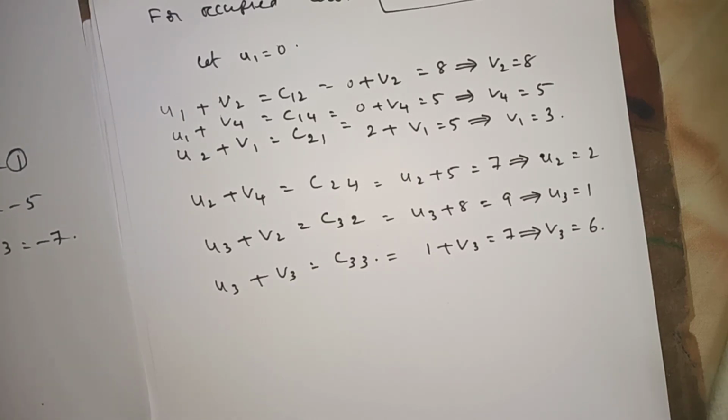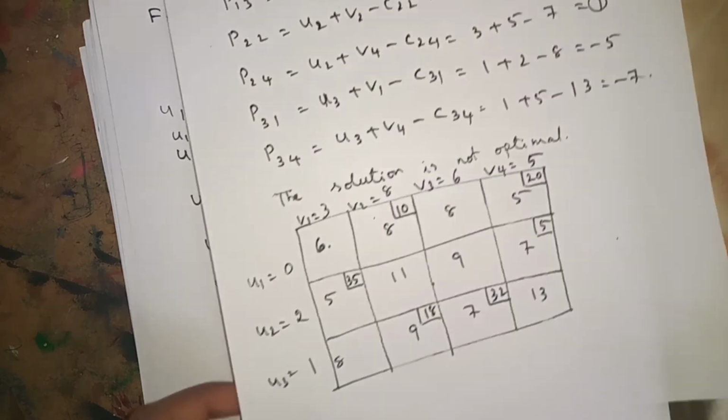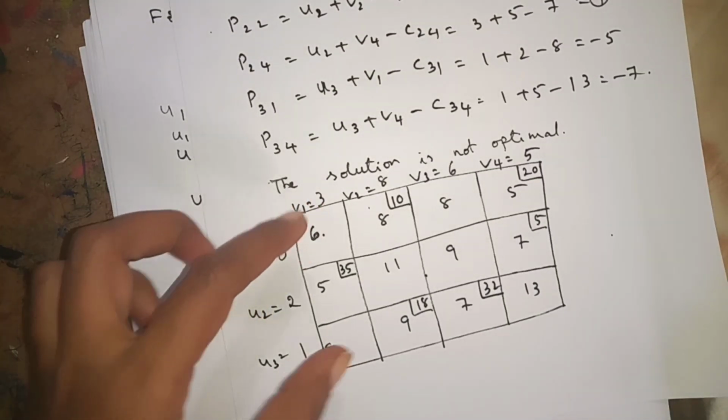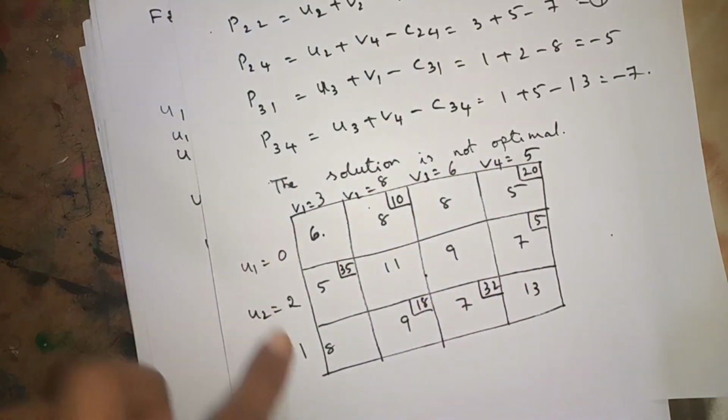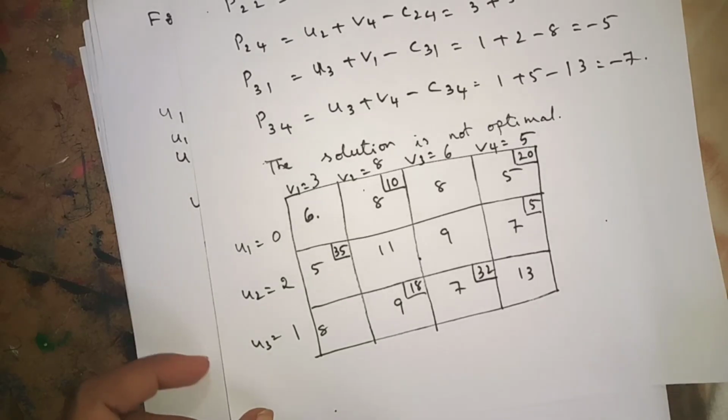V2 is equal to 8, V4 is equal to 5, V1 is equal to 3, U2 is equal to 2, U3 is equal to 1, V3 is equal to 6. Like this we will get. I wrote all the values U1, U2, U3, V1, V2, V3, V4. After transferring a few units we have got like this. Now in the new box I wrote all these things, and in the same way for unoccupied cells also we have to calculate.